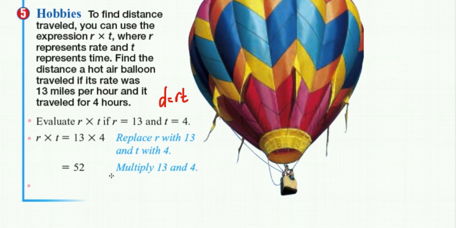We end up with 52 when we multiply 13 times 4. So the hot air balloon traveled 52 miles. Okay? Lesson's done.